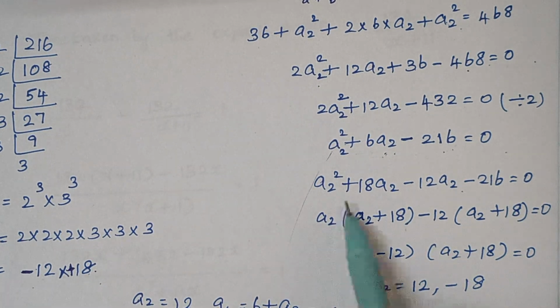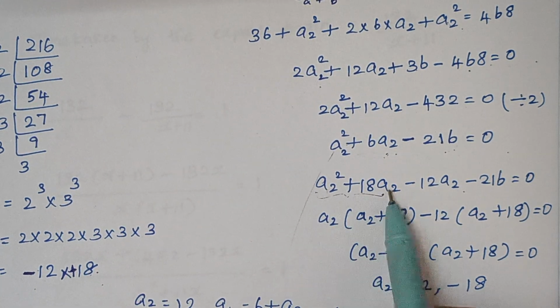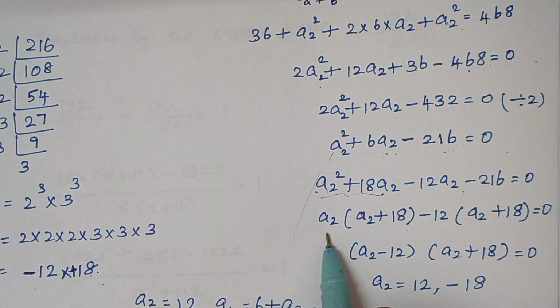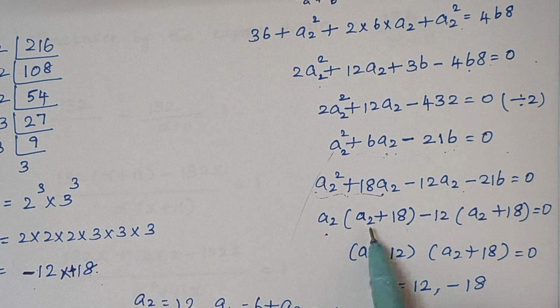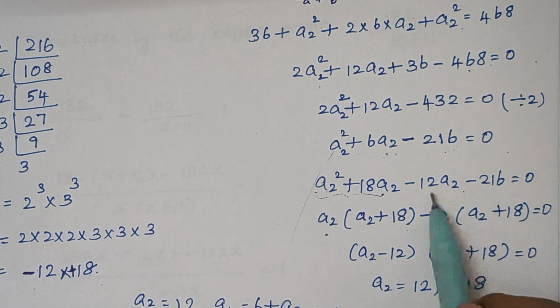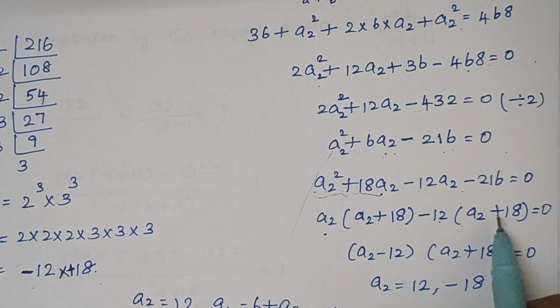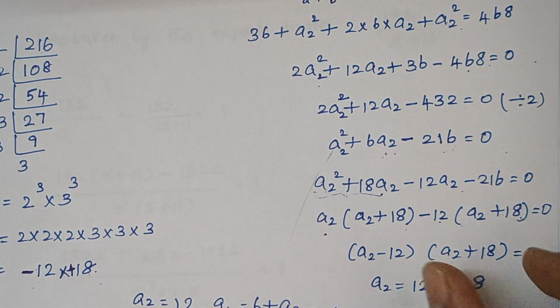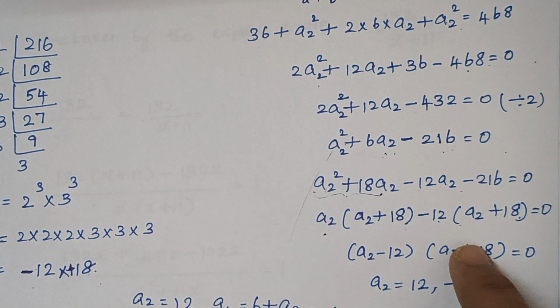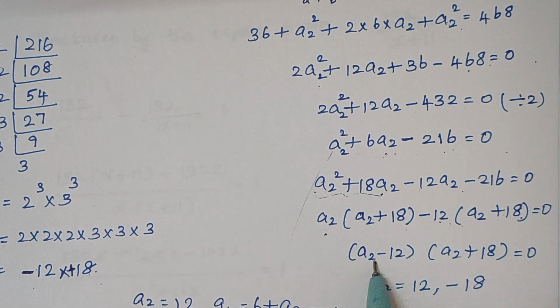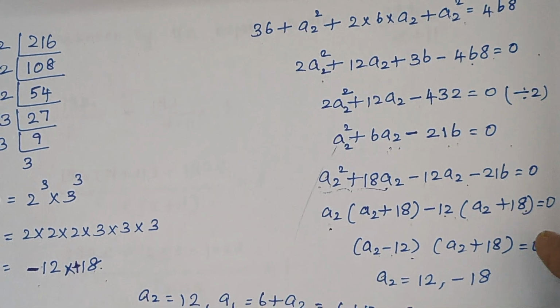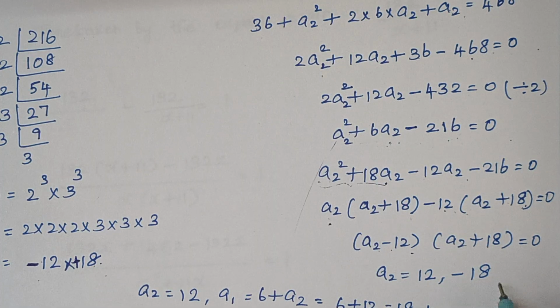So in the first two terms you can take a2 commonly outside. So the remaining terms are a2 plus 18. And here you can take minus 12. So the remaining terms are a2 plus 18. So when you take this (a2 plus 18) commonly outside, the remaining terms are a2 minus 12. So when you equate it to 0, the value of a2 is 12 and minus 18.